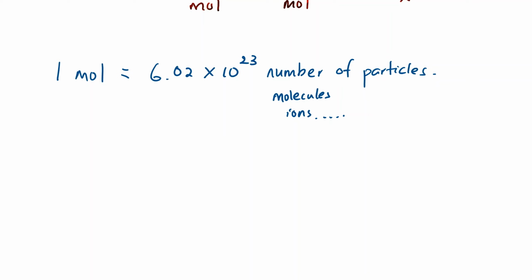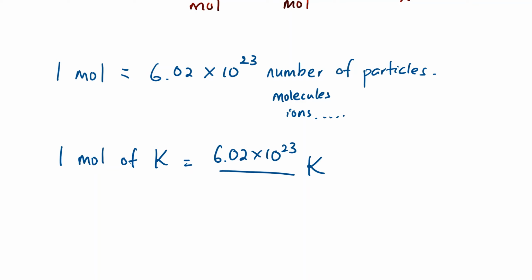Like for instance, let's say I have 1 mole of potassium. So how many particles of potassium do I have? It's just 6.02 times 10 to the 23 potassium, right? Remember, mole is just like your dozens, a pair, a dozen. It's saying how many, right? It's a combo, like a package. So 1 mole is representing 6 times 10 to the 23.